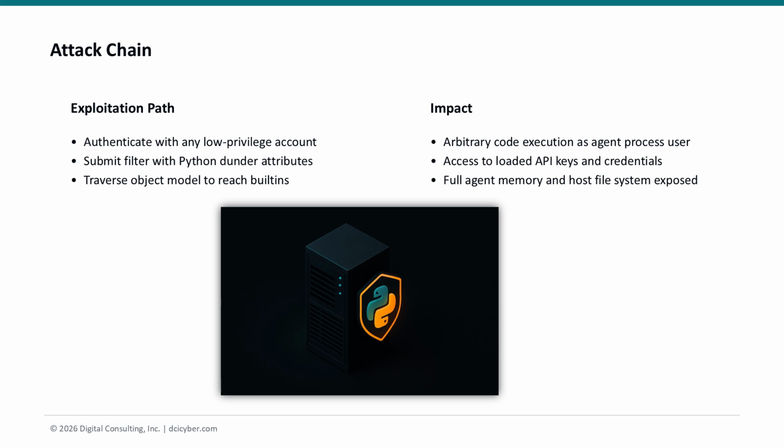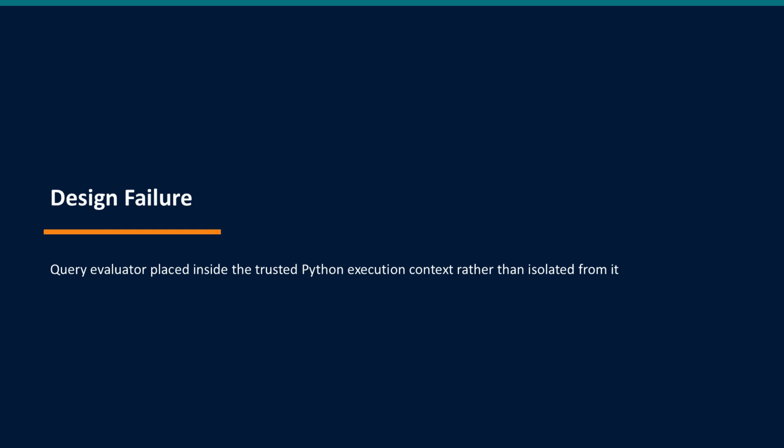The vulnerability is classified CWE-94, code injection, at root cause. And that's the key point. This isn't a coding mistake. The design placed the query evaluator inside the Python runtime. The code does exactly what the design specified, and the design is vulnerable by construction. What went wrong here wasn't a coding error. It was a design decision that made every correct implementation of this interface vulnerable.